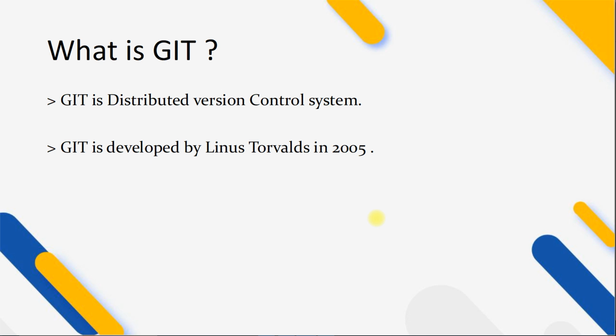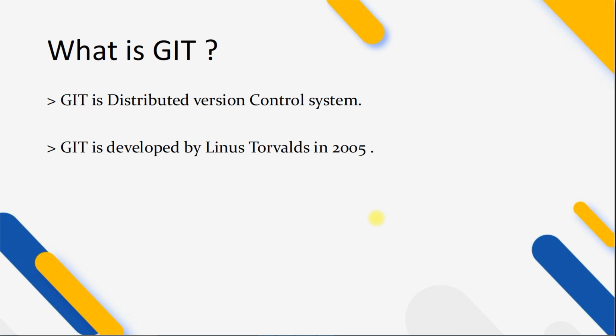But in a distributed version control system, you have a local copy on your local machine, so that if you don't have internet connectivity, or you don't have any access to the remote server, you can work on your local repository, and when you get internet connectivity, you can just push to your centralized repository. So it will be easy for you to work. From any location, from anywhere, you can work on your local repository.